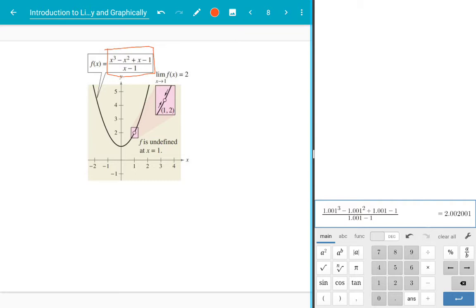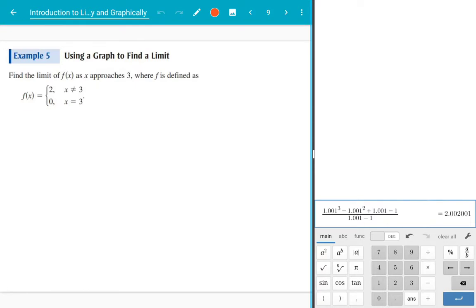But again, just like we predicted, it doesn't exist at x equals 1, but it does approach what value? The value of 2. So the y value is still being approached. Again, it does not matter if the function exists at that value or not, but it does matter that the function approaches it from both sides of the function.